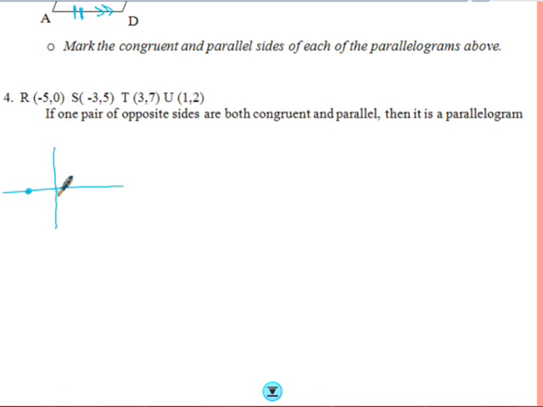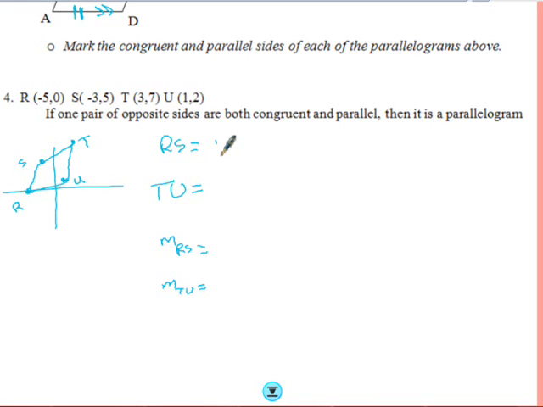That's -5, 0, -3, 5, 3, 7, and 1, 2. Okay, so here's my shape, something like that. It's R, S, T, U. Which side you pick doesn't matter. I'm going to choose RS. I want to know what RS equals, the distance, and TU. And then I'm going to find the slope of RS and the slope of TU. And these should all be the same.